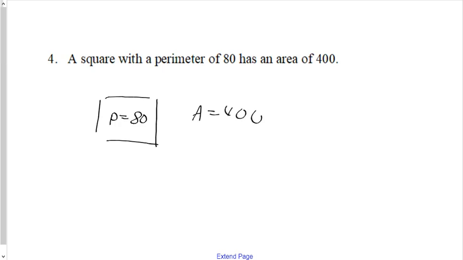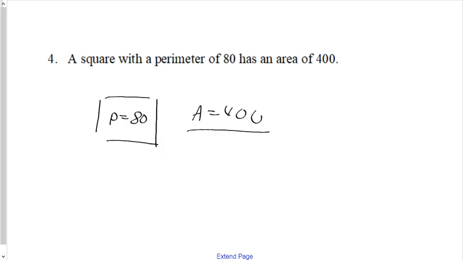I can do it one of two ways. If I know the area, I could figure out the side length, right? So if you know the area is 400, what would the side length be? If the area of a square is 400, what's its side length?